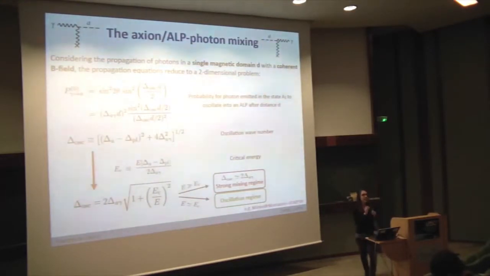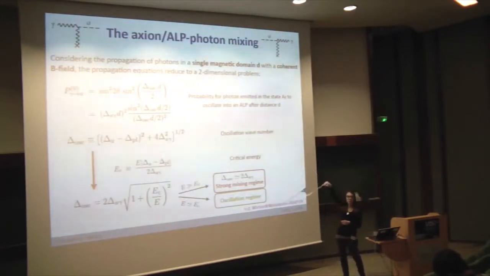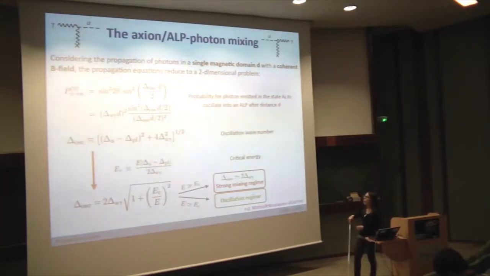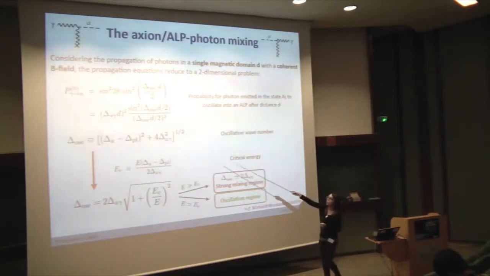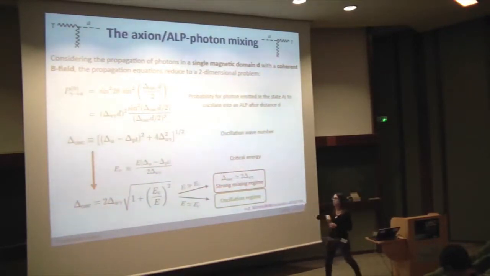So if you take a single domain over which the magnetic field is coherent and homogeneous, and let's say that this magnetic domain has a dimension d, then the problem reduces to a two-dimensional problem, and you can describe the probability of oscillation of the photon into the axion or ALP particle as you do for oscillation of neutrinos, where you have a mixing angle, and the oscillation probability also depends on the same parameters that describe the equation of motion.